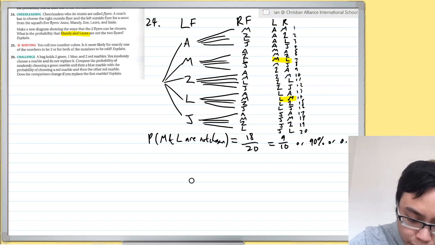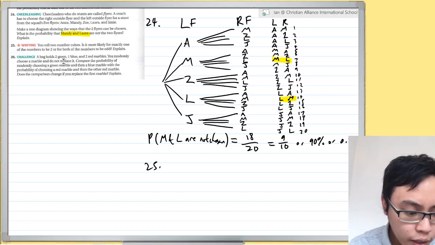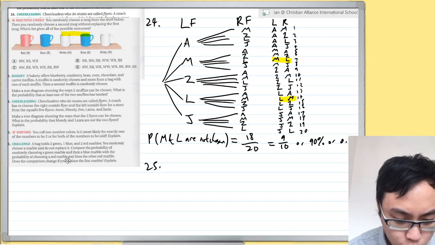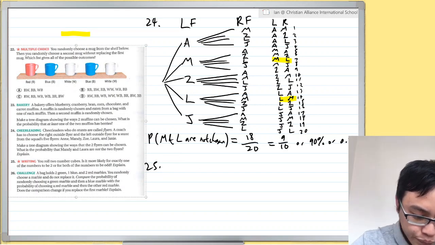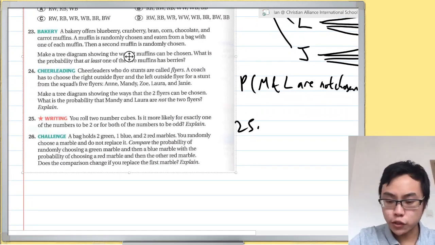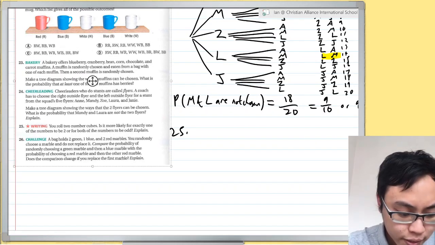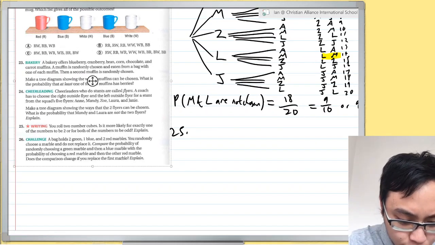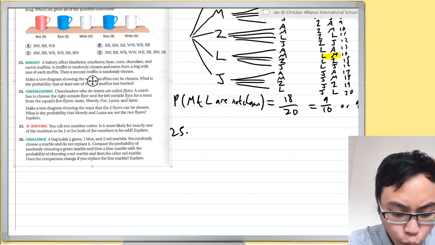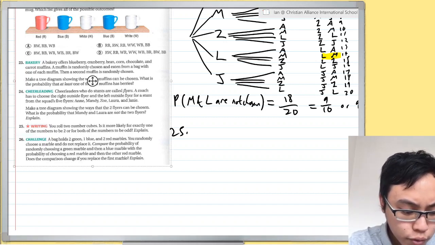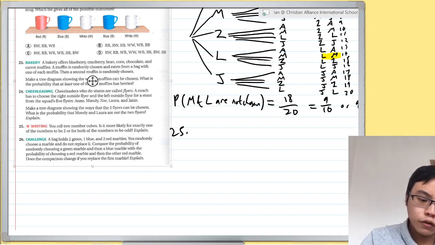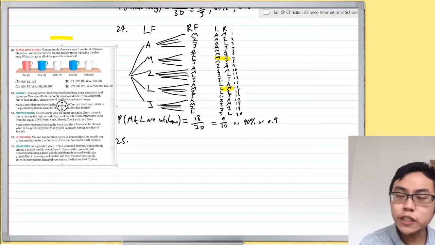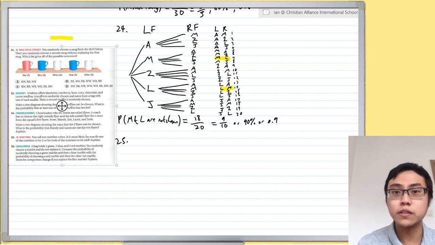Let me speed up 25. You roll 2 number cubes, standard dice. And so we want to find out, is it more likely for exactly one of the 2 numbers to be 2, or for both of the numbers to be odd? Either way, we're going to have to draw a tree diagram. I know it's going to be very complicated because there's 6 numbers.